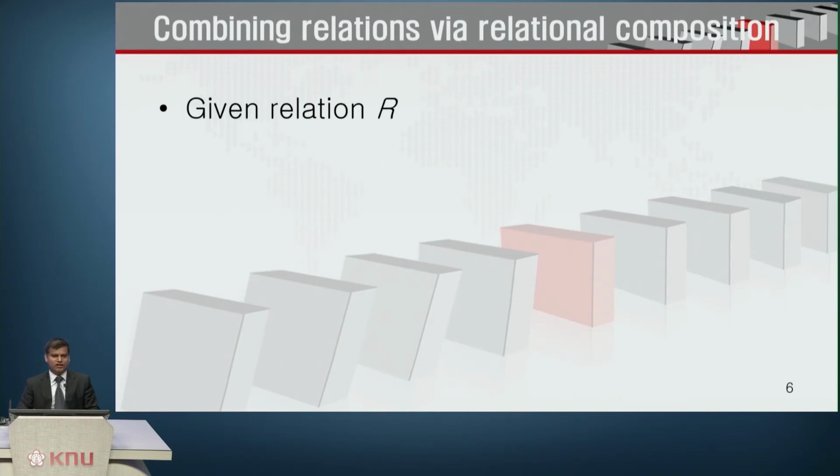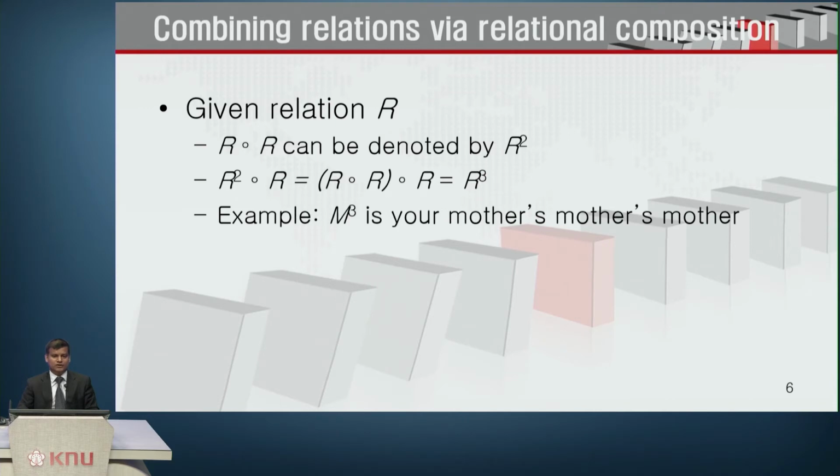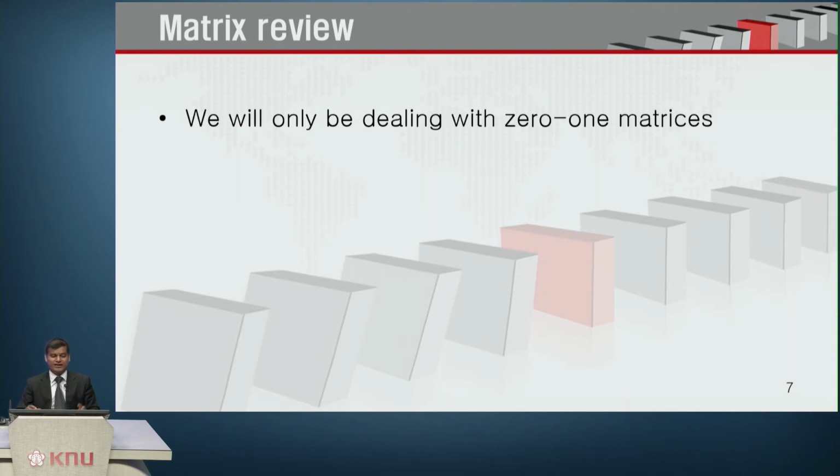Combining relations via relational composition again, given the relation R, the composition of R with R can be denoted by R square, and R square composed with R can be denoted by R cube. In other words, M cube is your mother's mother's mother, that is M composition of M composition of M. With this we can see how we can apply the matrix to the relations.